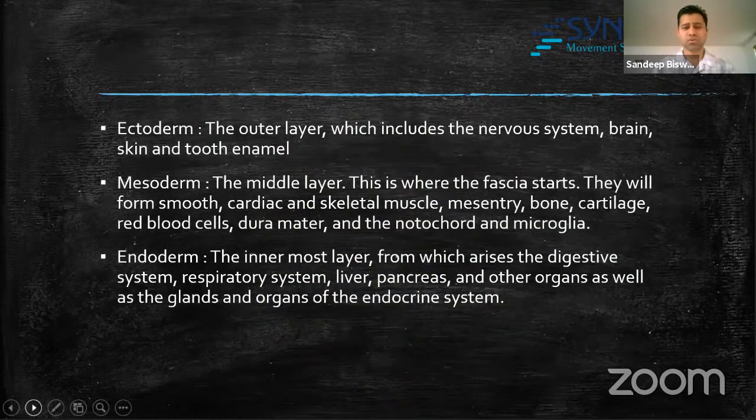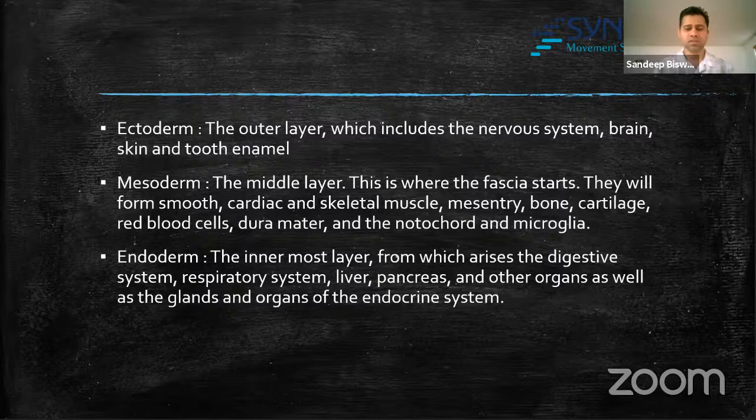So again, going through the different layers, just giving you a little bit of an idea what the different layers do. So you have your ectoderm, which is the outermost layer, and it will form your nervous system, brain, skin, tooth, and enamel. Your mesoderm is where your fascia will start. It also forms other structures like smooth, cardiac, and skeletal muscle, your mesentery, bone, cartilage, red blood cells, dura mater, notochord and microglia. The endoderm is the innermost layer, as I said. It forms all the other systems like the digestive, respiratory, liver, pancreas, and other endocrine systems.